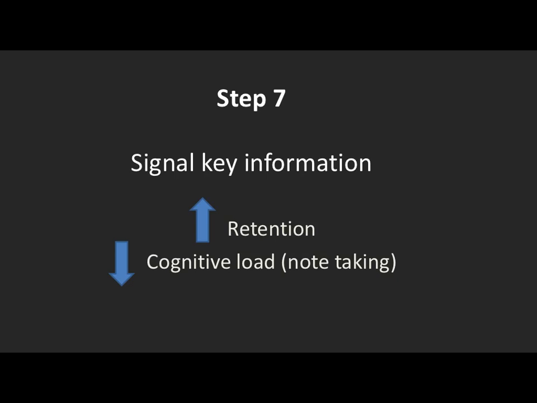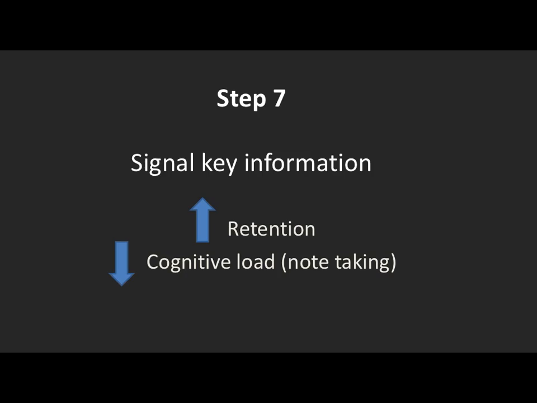Signal the key information. Now, you can signal verbally, and there are verbal ways of signaling, such as, if you don't remember anything else, then remember this. Your patients will die if you miss this. This is a very common abnormality that you need to know about. Or you can do it sometimes just by raising the volume of your voice.